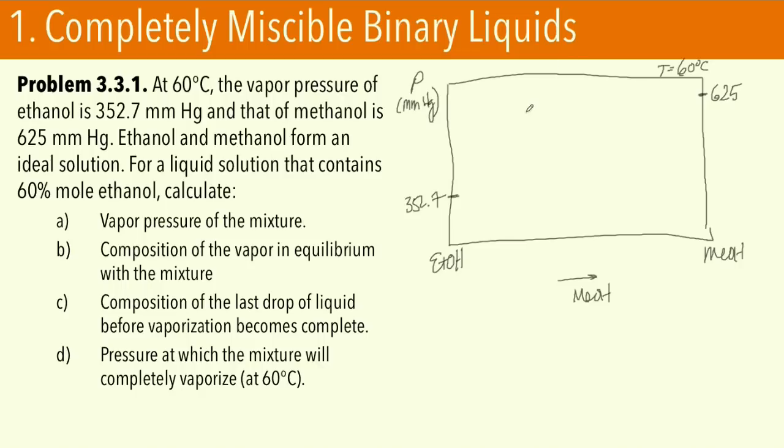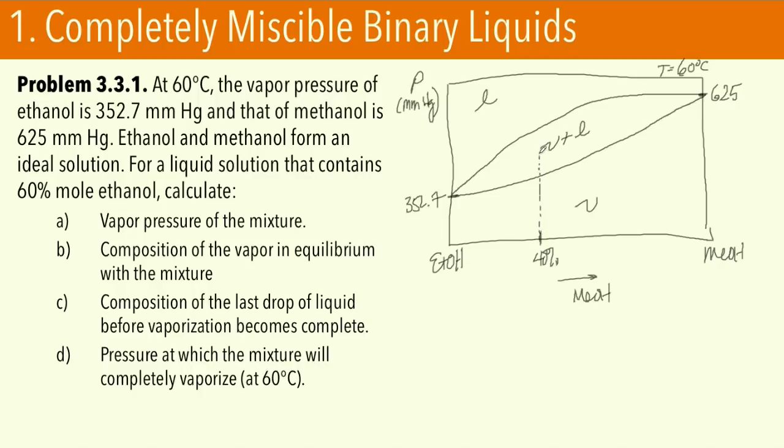We could just complete our phase diagram by drawing our curves. We have our liquid line over here and we have our vapor line over here. Let's label the phases. We have liquid, we have vapor plus liquid, and we have vapor on the bottom here. Our liquid solution contains 60% mole ethanol. Since we have our phase diagram on our sketch here in terms of methanol, this implies that we have 40% methanol in our liquid.